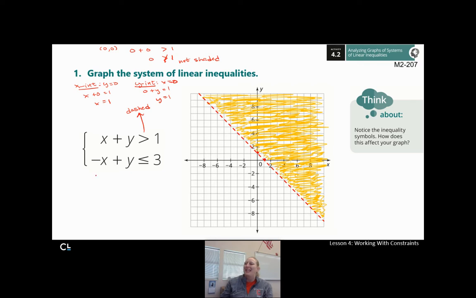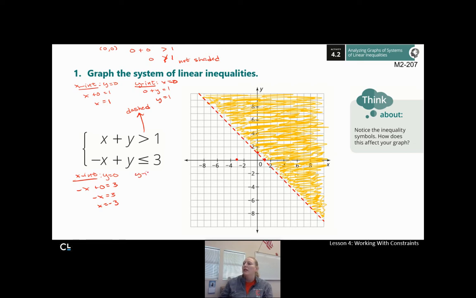Let's take a look at the second inequality. So fine, we'll start with the x-intercept. I'm going to plug in y equals 0. So negative x plus 0 equals 3. So negative x equals 3, which means x equals negative 3. So that means I have an x-intercept at negative 3. So back over here, there it is.